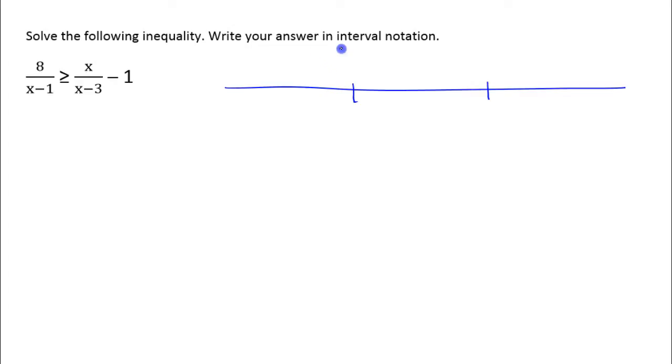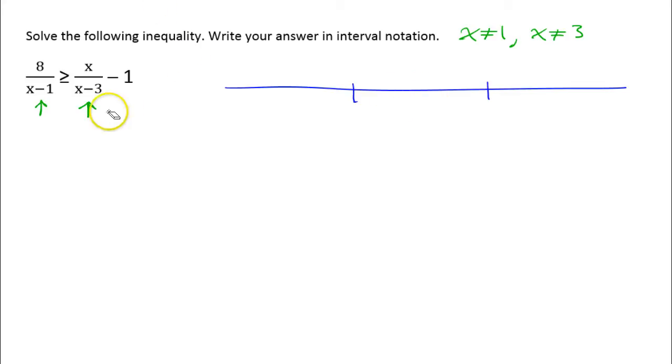Well, the critical values come from two sources. One source will be any excluded values. For example, looking at this denominator, we know that x cannot equal positive 1. That means positive 1 will be on the number line as a critical value. Looking at this denominator, setting that equal to 0 tells us that x cannot equal positive 3. So these two values will be on the number line.